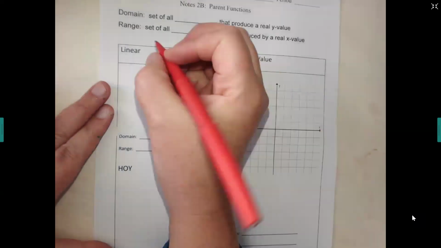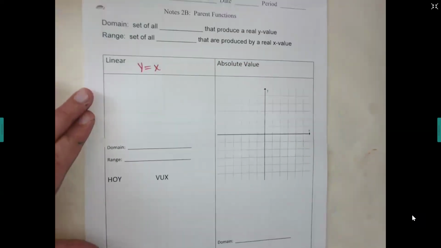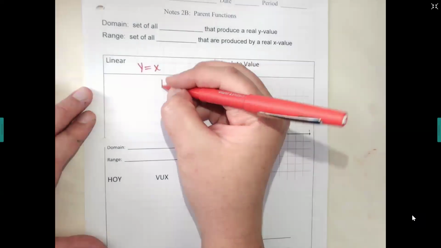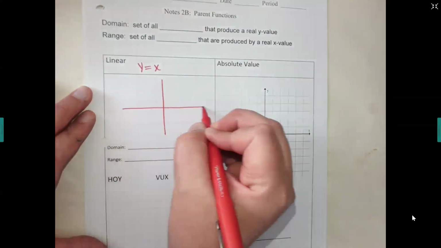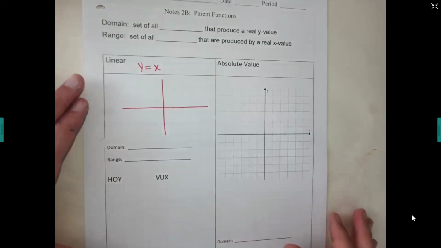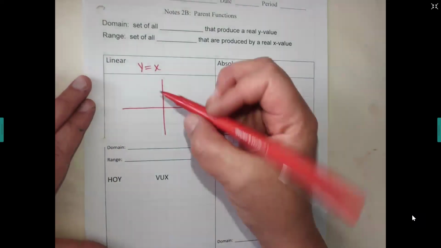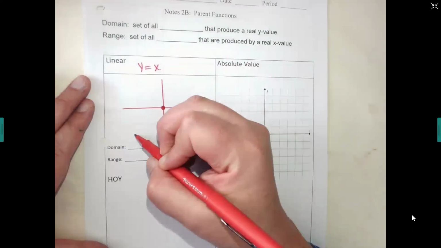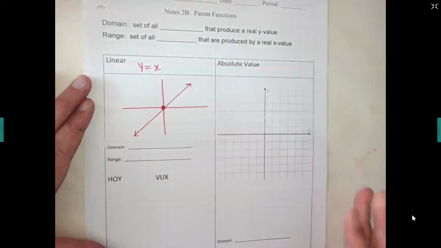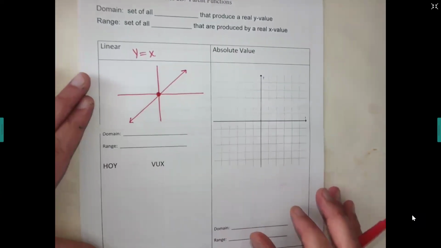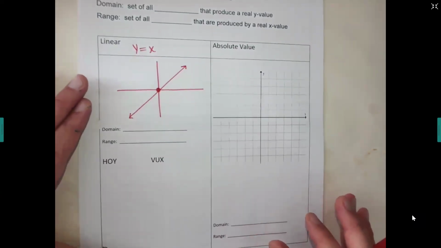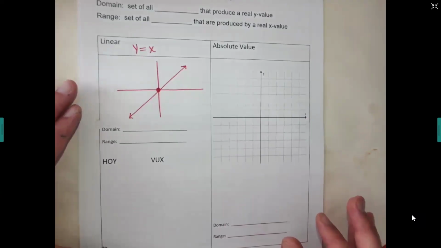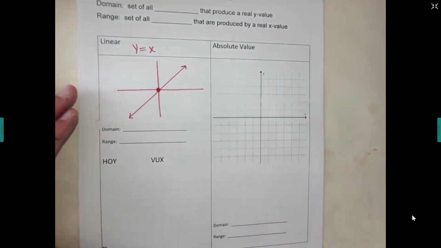So your linear parent graph is y equals x. I forgot to put a graph on it, but just sketch it. Remember that y equals x is going to be your perfect uphill diagonal. It should start at 0 and then go like that. Now, there are 2 other special types of lines, Hoy and Vux. We're going to draw those at the bottom, but they do still count as being in the linear family.